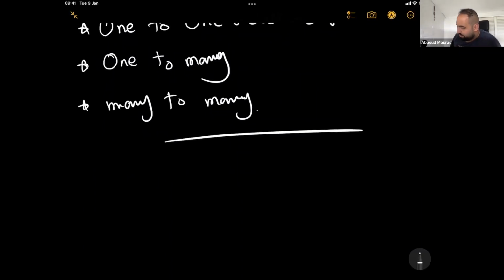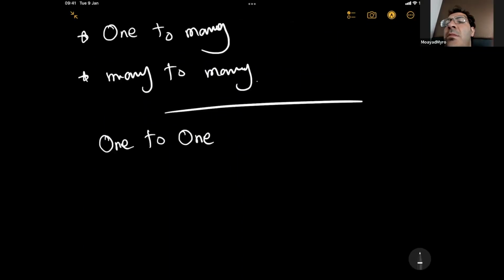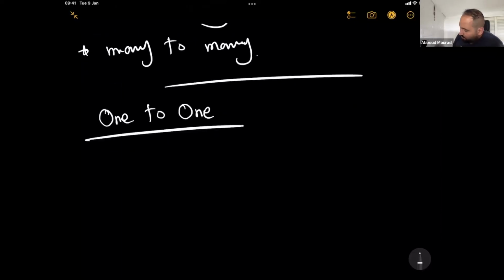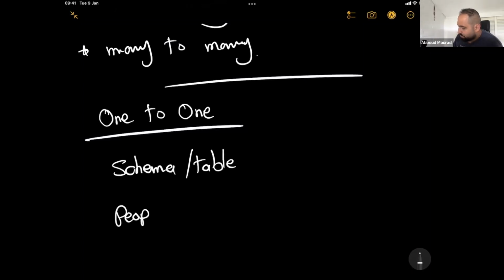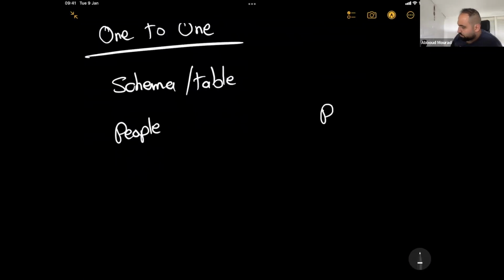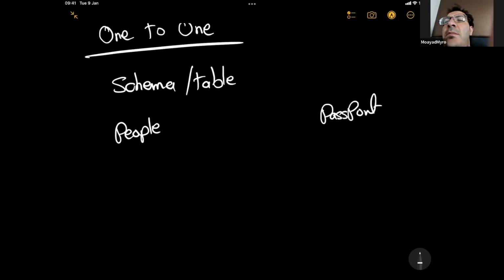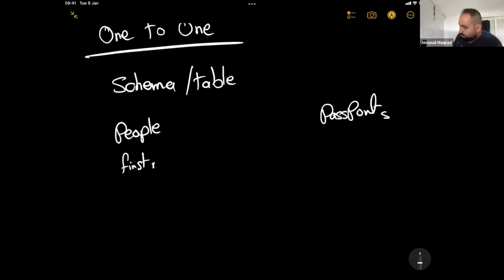Okay, let's talk about one-to-one. When I'm talking about a one-to-one relation, I am talking about a table and its relation to another table. Let's have the first schema or table. It's called people, and we have here passport. In people, we have a first name and last name. And in the passport, we have a number and a valid date.